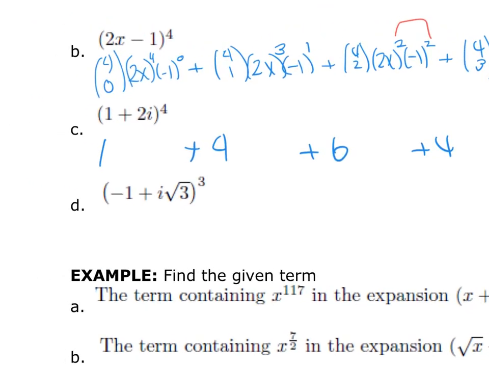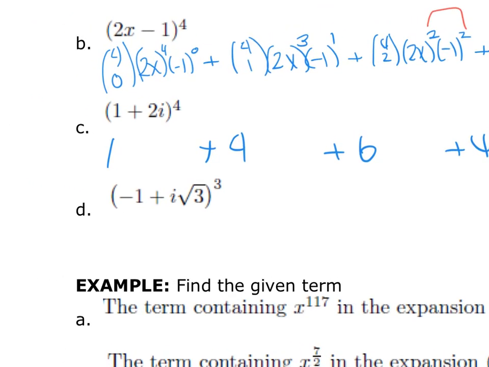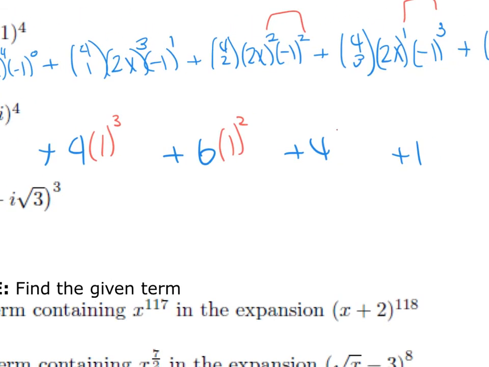Now, because you all told me that my powers add up to 4, my first term has to have a power of 4 for the 1. So I'm going to write all of my 1s in my A position. So I have 1 to the 4th, 1 to the 3rd, 1 squared, 1 to the 1, 1 to the 0.